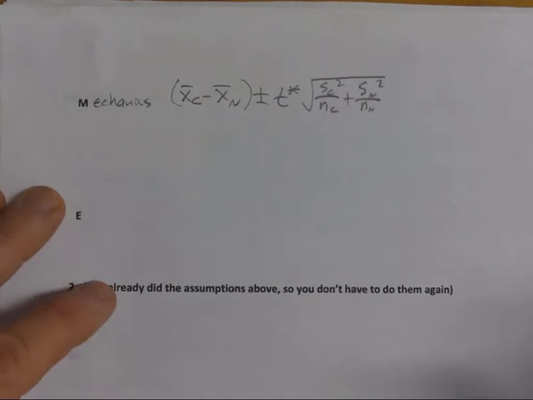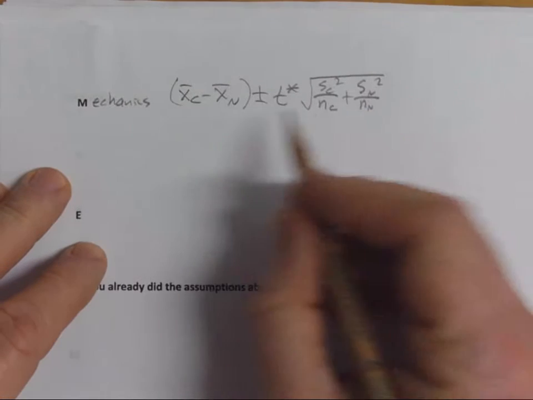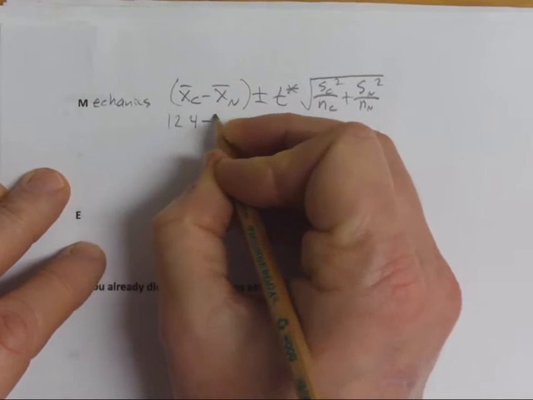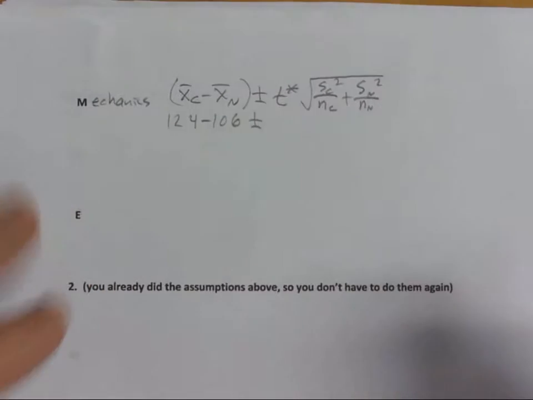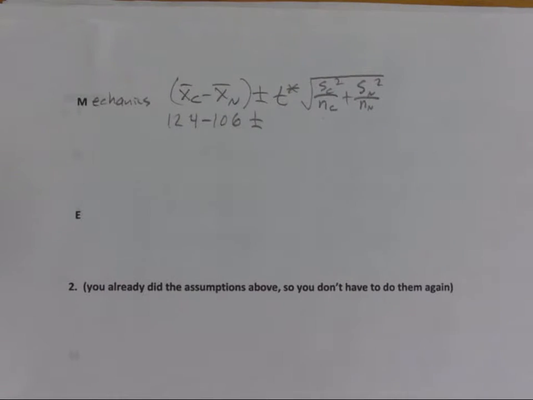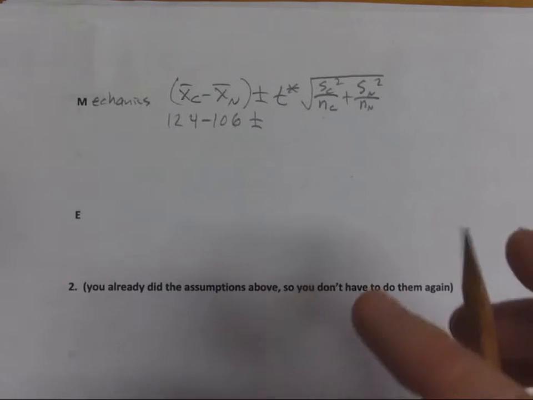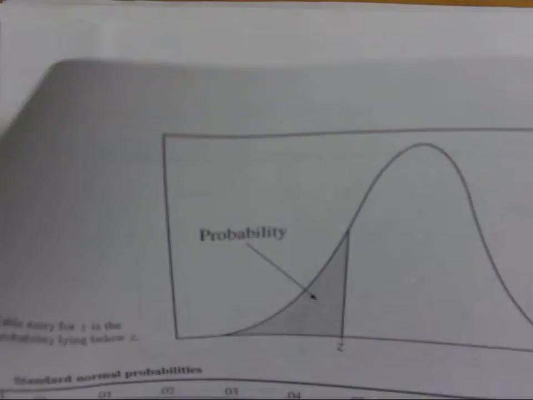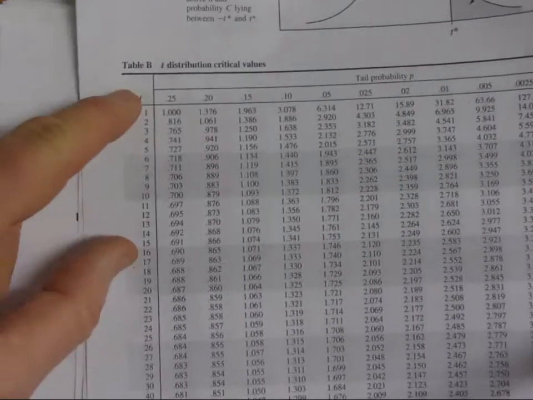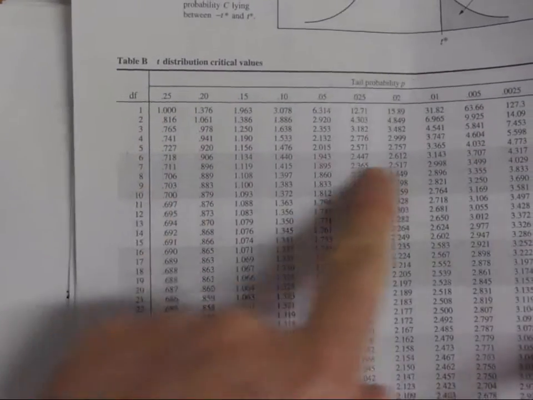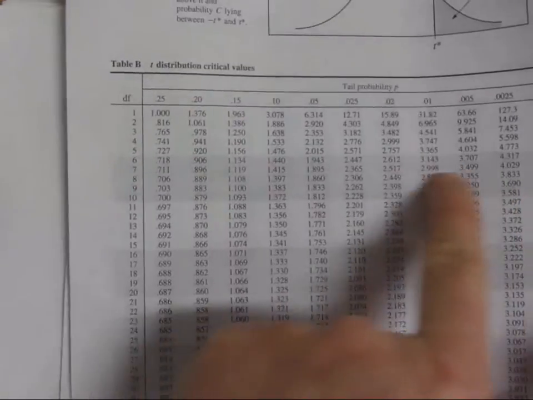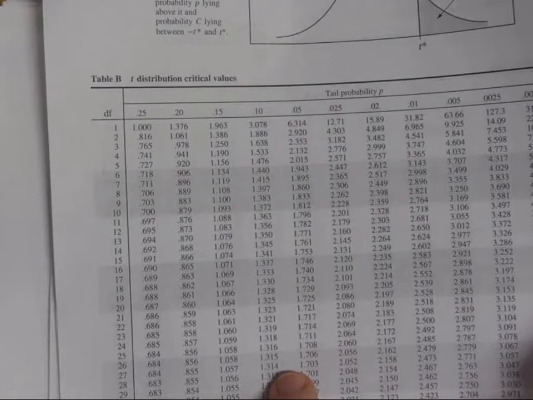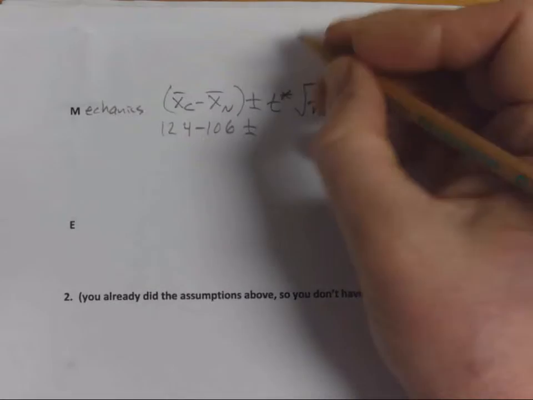But anyway, when we plug in these values that were given to us, this would be 124 minus 106 plus or minus. Now, let's find what our T star is. And so, the next thing is this. Which T distribution are we working with? Because you go to your T distribution critical values, we have to know the degrees of freedom to know which of these rows to use, because each of these rows is a different T distribution. Okay, so we have to determine degrees of freedom.